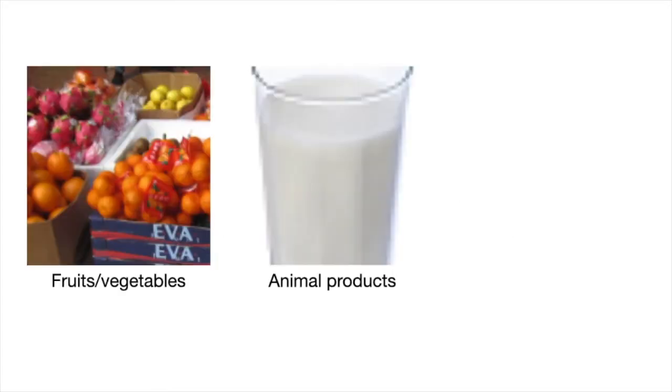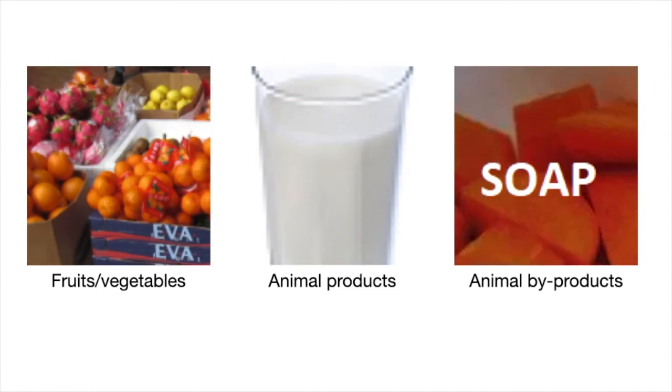Restricted items, on the other hand, are items that require special licenses or permits from the relevant government agencies before they are imported or allowed entry into a country or territory. Examples of restricted items are certain fruits and vegetables, animal products, or animal byproducts. The list of prohibited or restricted items varies from one country or territory to another.